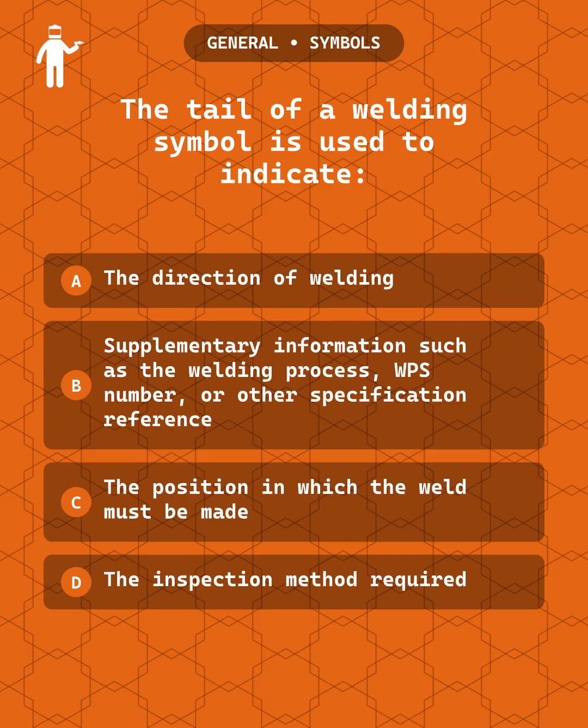Question 2. The tail of a welding symbol is used to indicate A. The direction of welding, B. Supplementary information such as the welding process, WPS number, or other specification reference, C. The position in which the weld must be made, or D. The inspection method required.